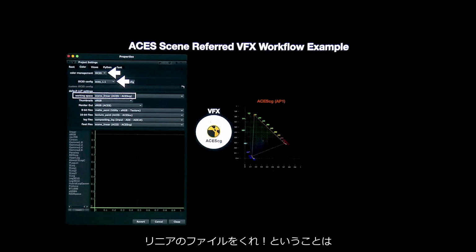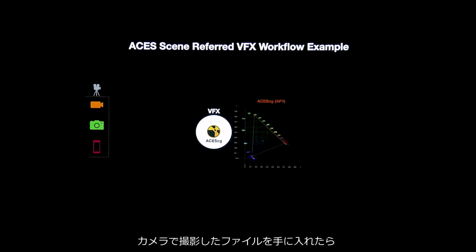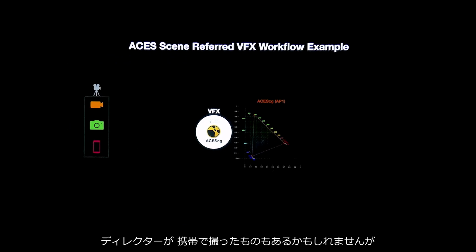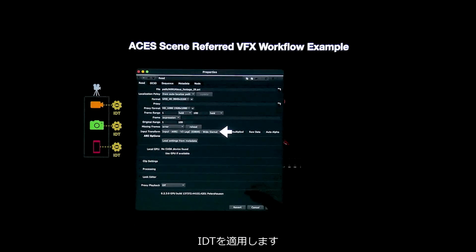So every time before you were saying, oh, give me the files in linear, give me the files in linear, that means give me the files in ACES CG. That is the new linear, okay? So that is for setting the environment. Now, once you have the files from the cameras, because of course there is always a director that wants to use his phone for having a take, you just need to apply the IDT.